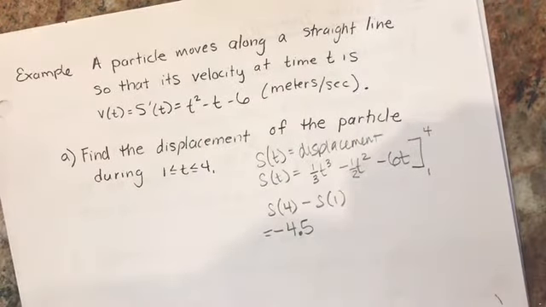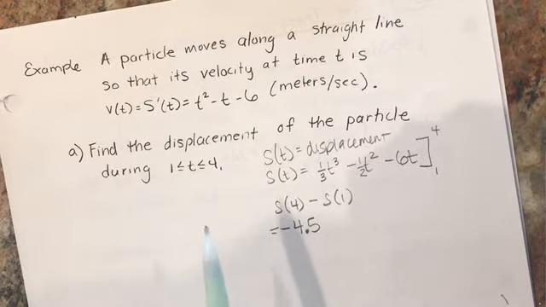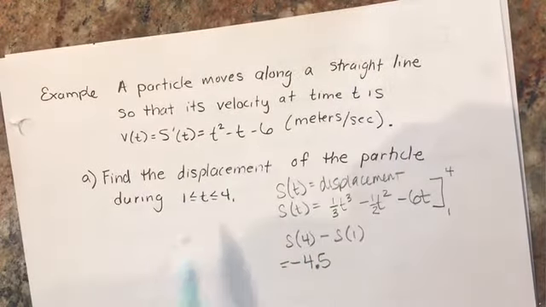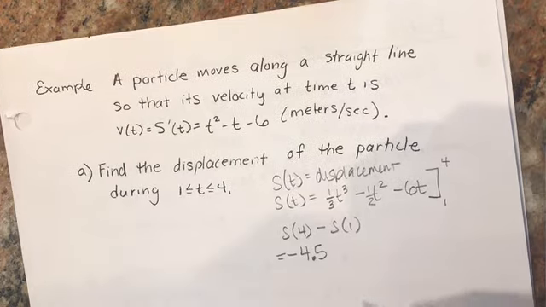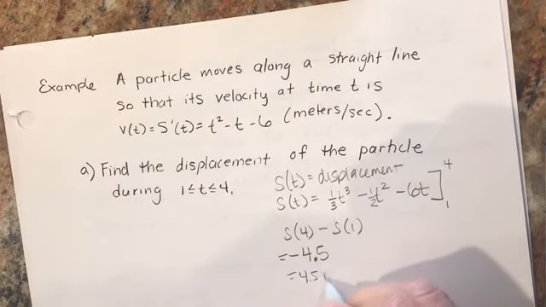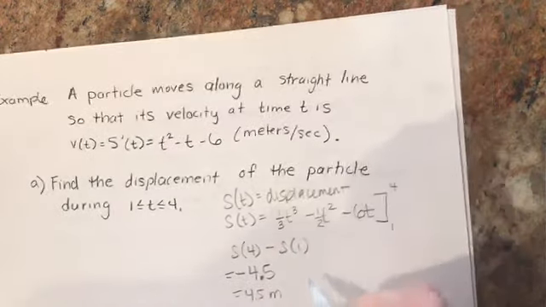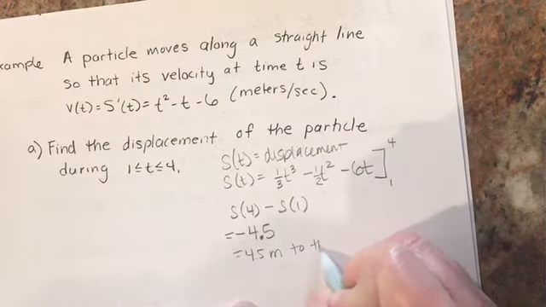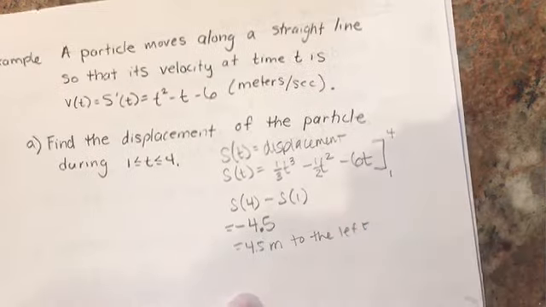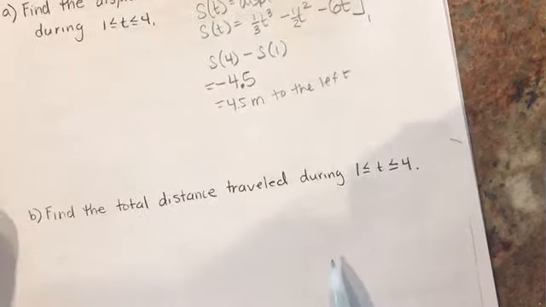So we're talking about displacement of a particle, and how can a displacement be negative? It's moving along a straight line, so if it's moving to the right, it's positive. So since it's a negative 4.5, that means 4.5 meters. Is this in meters? Oh yeah, meters per second. Meters to the left.